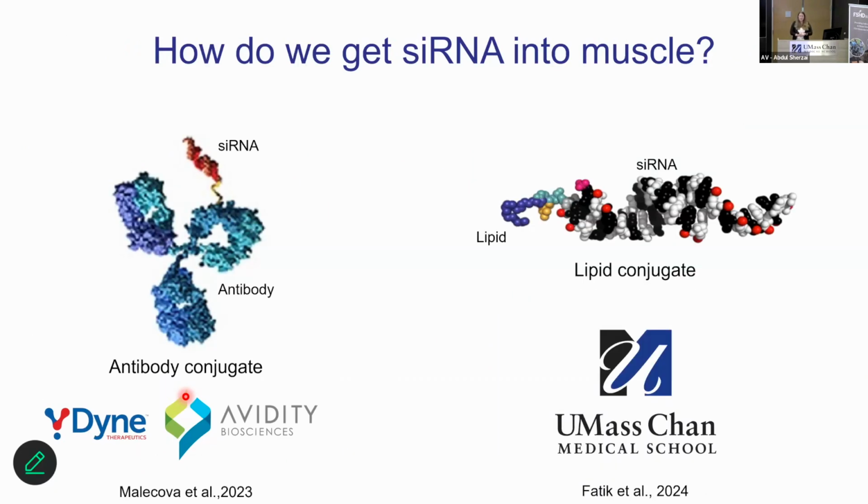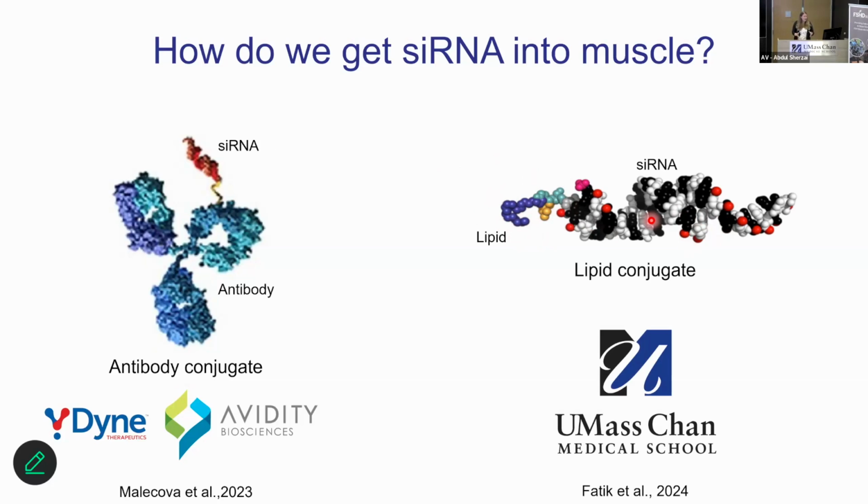What we're doing in our lab is a lipid conjugated siRNA. A lipid is a little piece that we can conjugate to the end of our siRNA. I'm not going to go into too much detail, but if you're interested, come find me later. I'm more than happy to have a more in-depth discussion. Our lipid is conjugated to the siRNA, and our collaborators here at UMass Chan in the RNA Therapeutics Institute have developed this lipid that specifically accumulates in the muscle. So we're targeting our siRNA to the muscle using this lipid that our collaborators have identified.